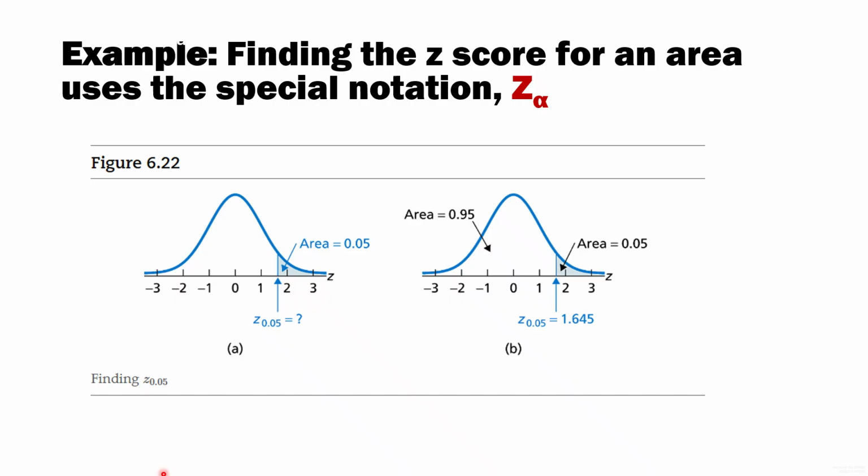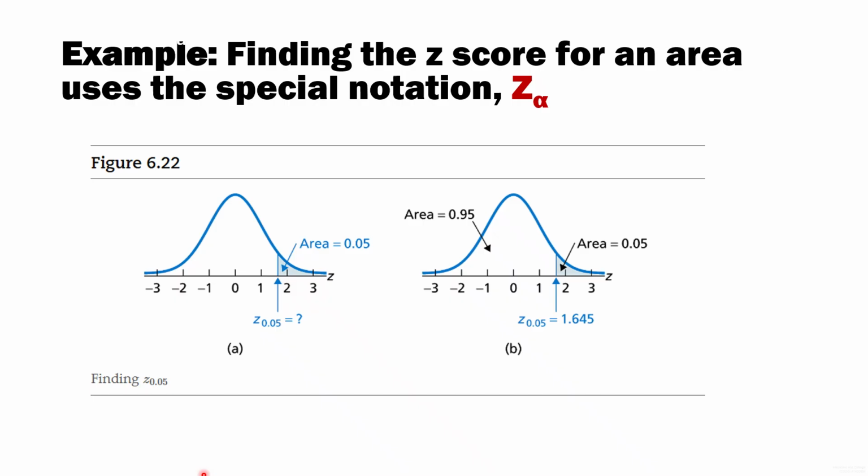Here's another example of finding the z-score for an area using the special notation z-alpha. This is a good example because you're going to see that we'll have to take the average here. For this one, we want to find z-alpha 0.05. Once again, we take 1 minus 0.05, and we'll end up with 0.95.